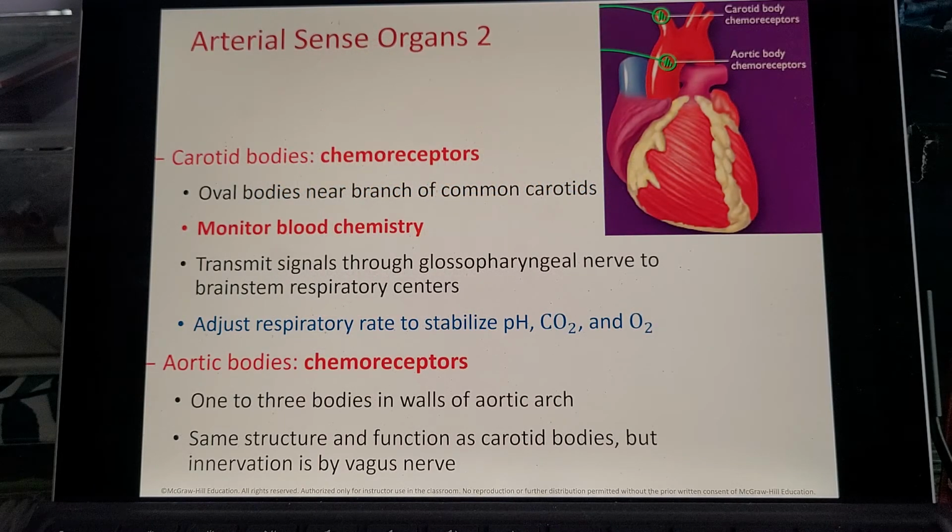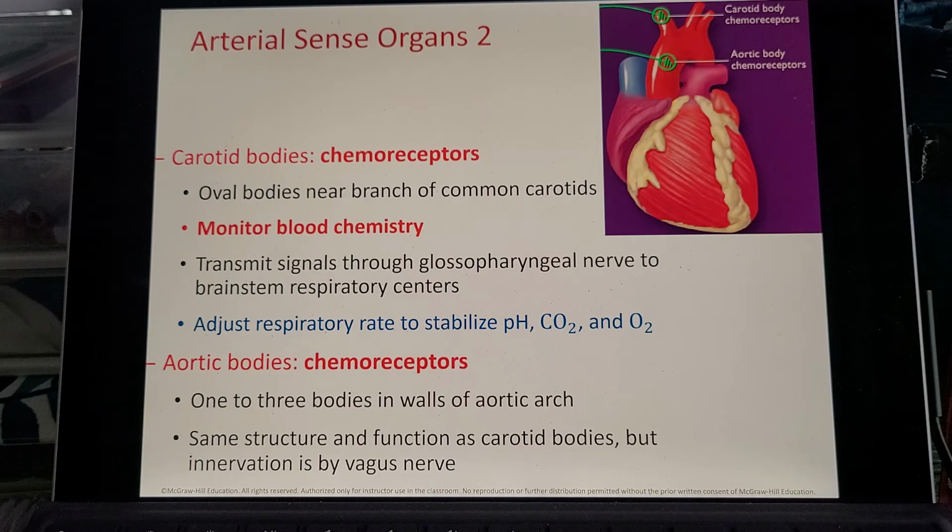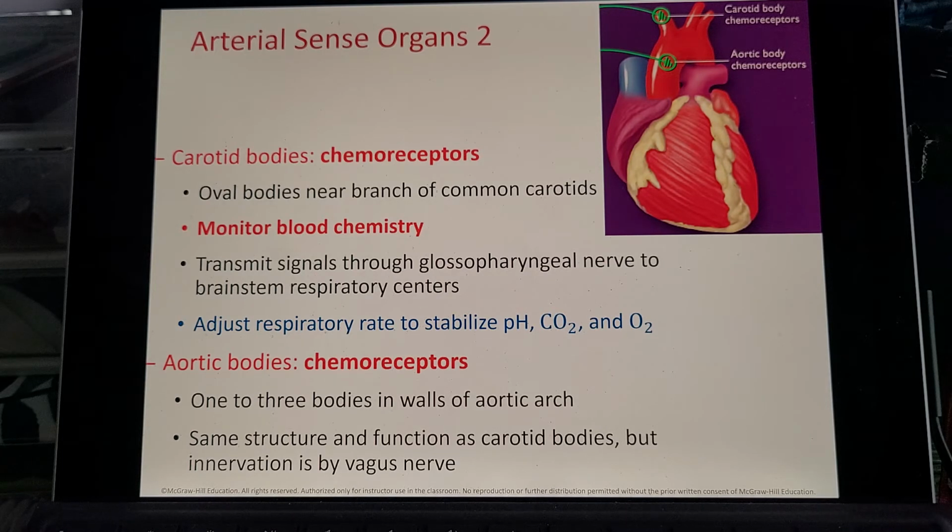The other type of receptor is a chemoreceptor. So they're going to monitor your blood chemistry, focusing on pH, carbon dioxide levels, and oxygen levels. So with our pH and carbon dioxide, both of them are kind of related. And again, when we get to that carbonic acid reaction, you'll see why carbon dioxide level is going to affect your pH. And then also looking for your oxygen level, so making sure that your respiratory rate is balanced with your heart rate so that you're able to maintain oxygen levels.